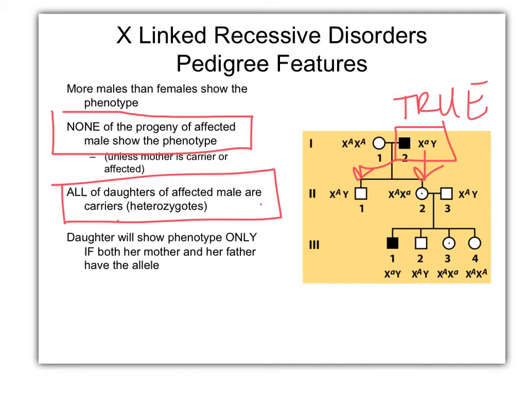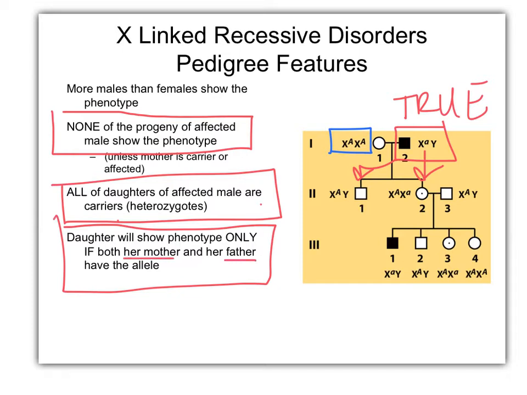All the daughters get the X with the little a and another X from mom. If mom married in and is normal, has to be a carrier. Will not have the disease, but has to be a carrier. What else? Daughters will show the phenotype only if both mom and dad have the allele and both happen to be passed.